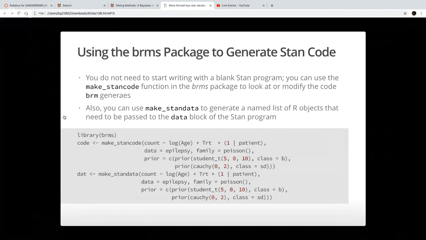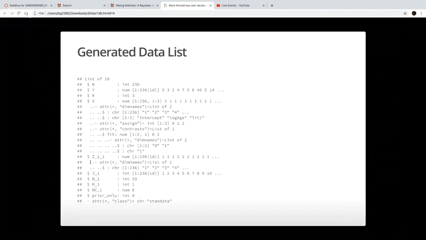So if you load up brms and then call make_stancode and make_standata with the formulas and the data and the prior and all that, instead of brm, this is a list of data and this is a string vector representing the code. And then you can look at those things. So make_standata produces a list, in this case of size 10, saying what N and Y and K and X and the stuff for your priors and Z is.